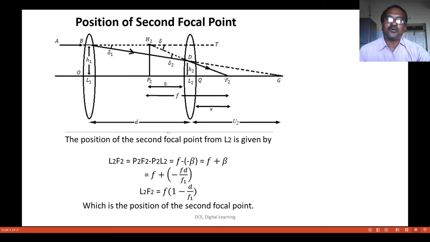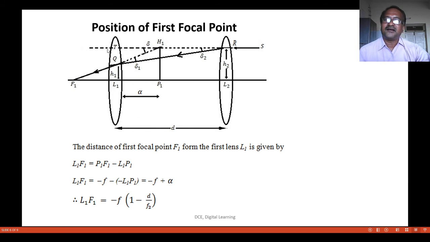Then, to locate the second focal point, from the same diagram, L2F2 is equal to P2F2 minus P2L2, here F minus beta. This is nothing but plus F plus beta. Substituting this beta, we get this. Therefore, on simplification, L2F2 is equal to F into 1 minus D by F1. That means this focal point lies at this distance, F into 1 minus D by F1, from the lens L2.